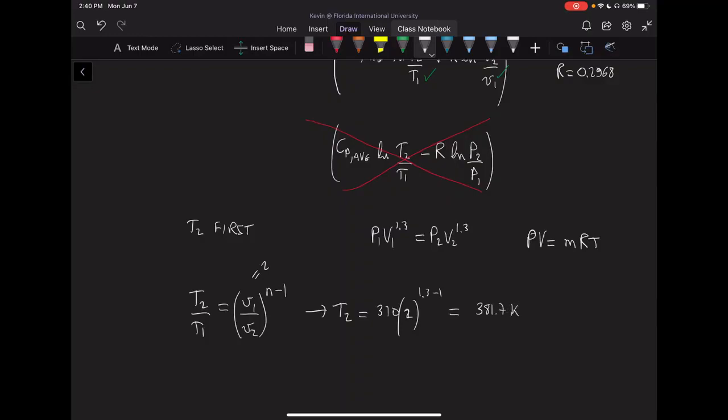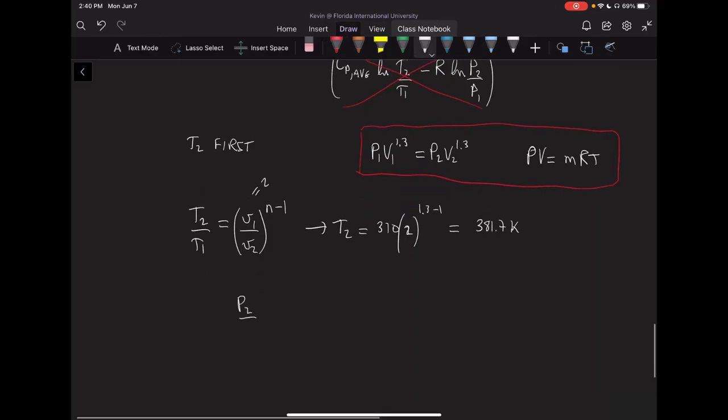And this is equal to 381.7 Kelvin. Now, from the two relations that we have here, we could also find pressure 2 if we wanted to. Remember, for our polytropic process, pressure 2 over pressure 1 is equal to V1 over V2 to the power of K. So we could find pressure 2, but that would be an extra step that we don't need this time. We just need to find temperature 2 and then we can solve our problem, and we have to find our CV average. So this is not going to be used, but we could use it if we were using the other equation.